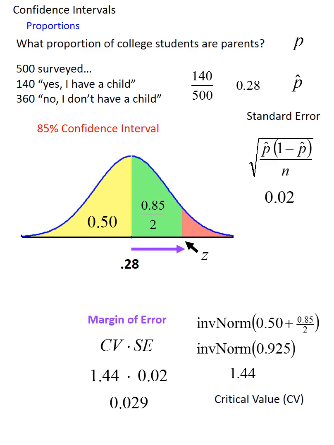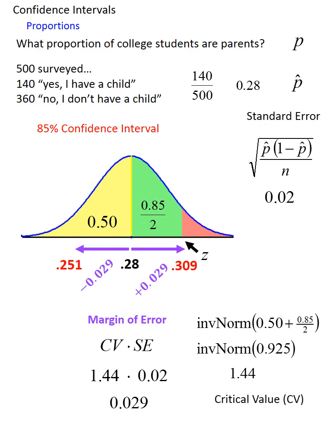Now that margin of error again is the length of this purple arrow, and so to get the right end of my confidence interval, I'll just do 0.28 plus my margin of error. And that gives me the upper end of my confidence interval. On the other end, the margin of error could be our point estimate minus that value, which would give us the left end point of our confidence interval.